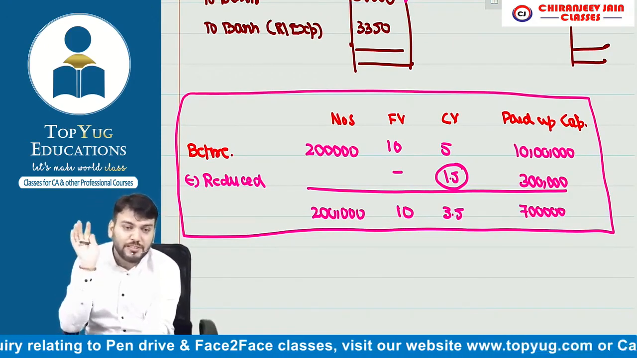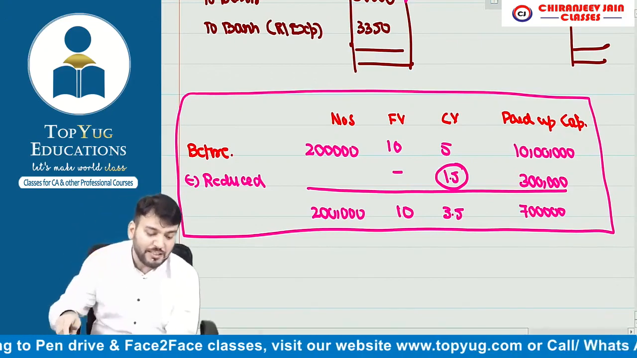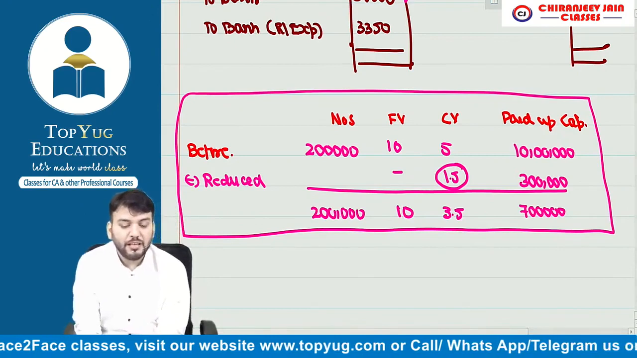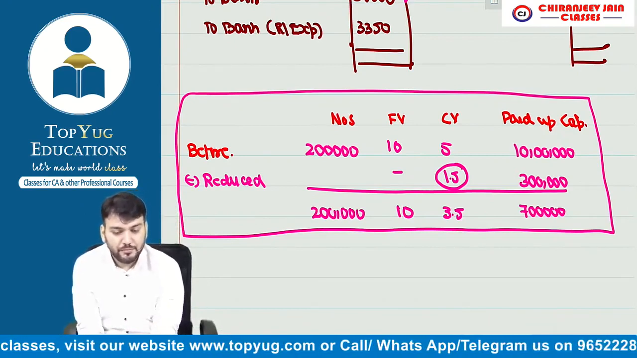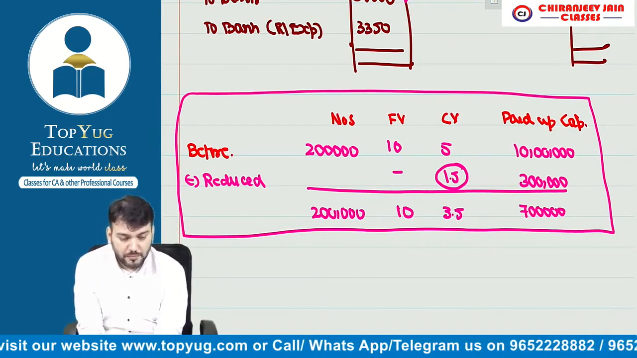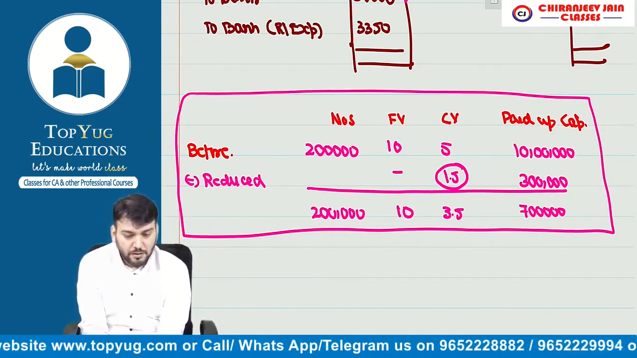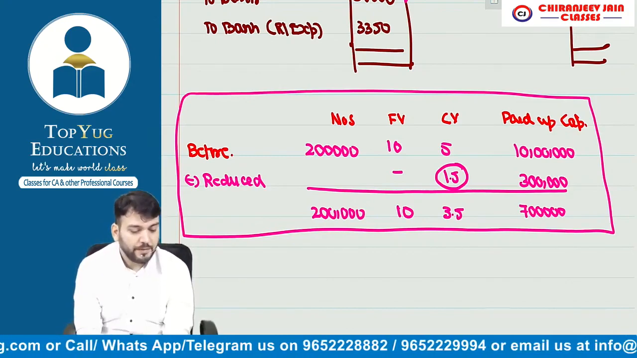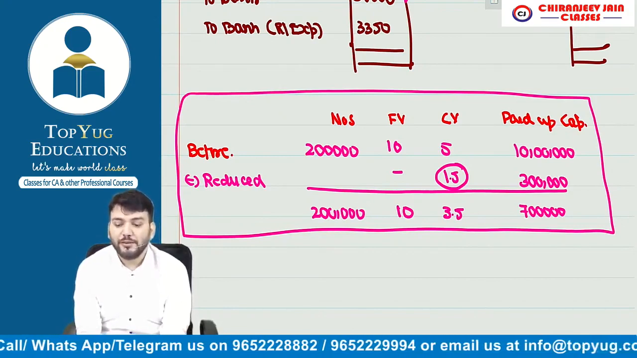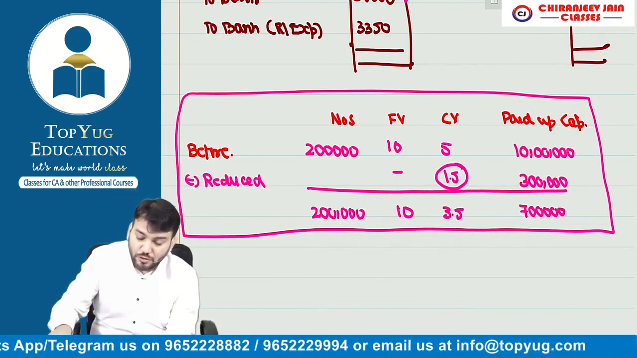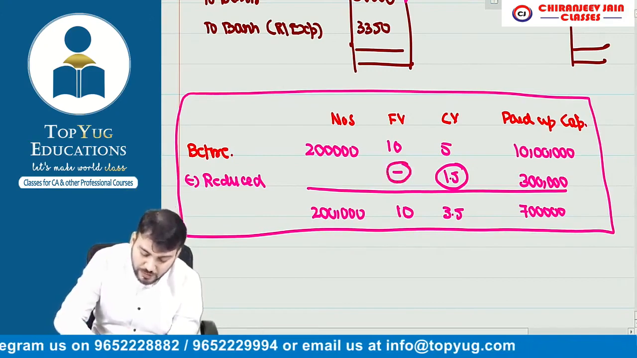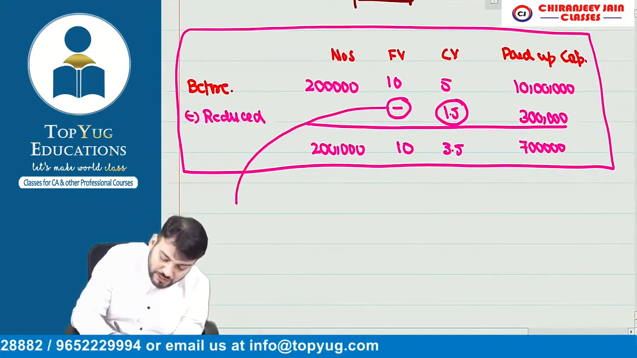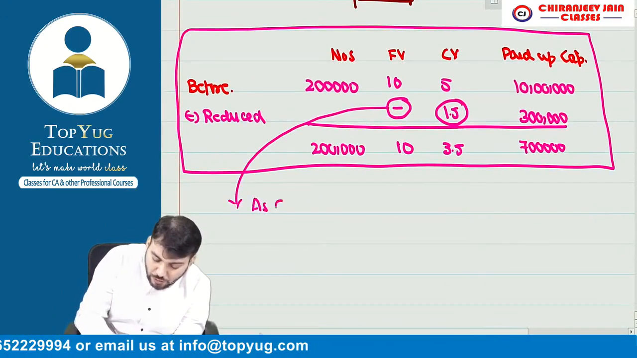But what will be the possible journal entry? Journal entry क्या होगा? Everyone respond. Have you understood this point? What I want to say is there is no change in face value. लिख लो, as the question is silent. So whenever the question is silent, don't change it.